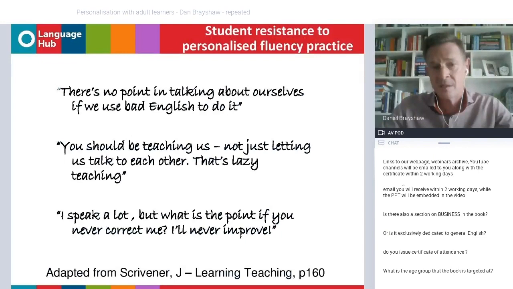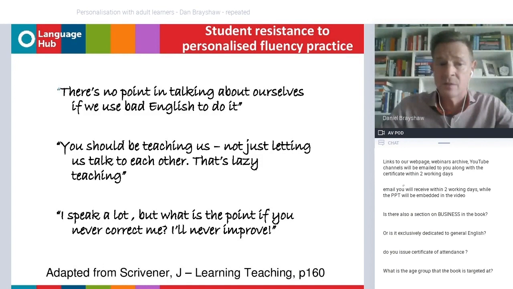There's no point in talking about ourselves if we use bad English to do it. Okay. You should be teaching us, not just letting us talk to each other. That's lazy teaching. A little bit harsh, perhaps, but okay. I speak a lot, but what's the point if you never correct me? I'll never improve. Now, the first two of these doubts, I think we've already talked about the solution to these.